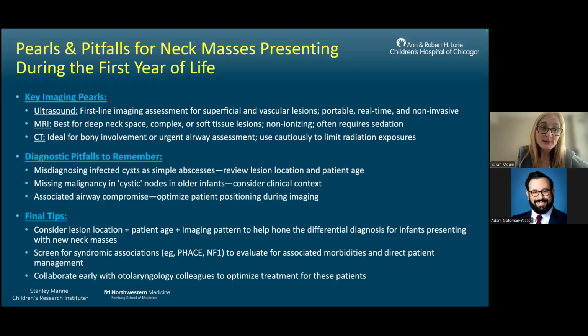A few final tips to keep in mind. Consider the lesion location, the patient age, and then the imaging pattern to help hone your differential for these patients. Remember to keep in mind syndromic associations like FACE and NF1 to help fully complete the evaluation for these patients, recommend follow-up imaging, and to look for associated morbidities that will help direct patient management. And then, especially for large lesions, remember to collaborate with ENT colleagues to help optimize the treatment and surgical plan.